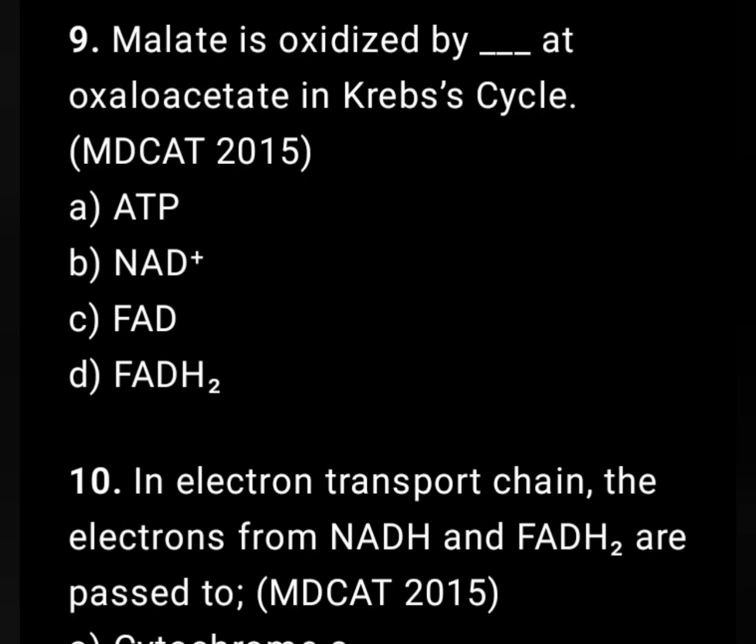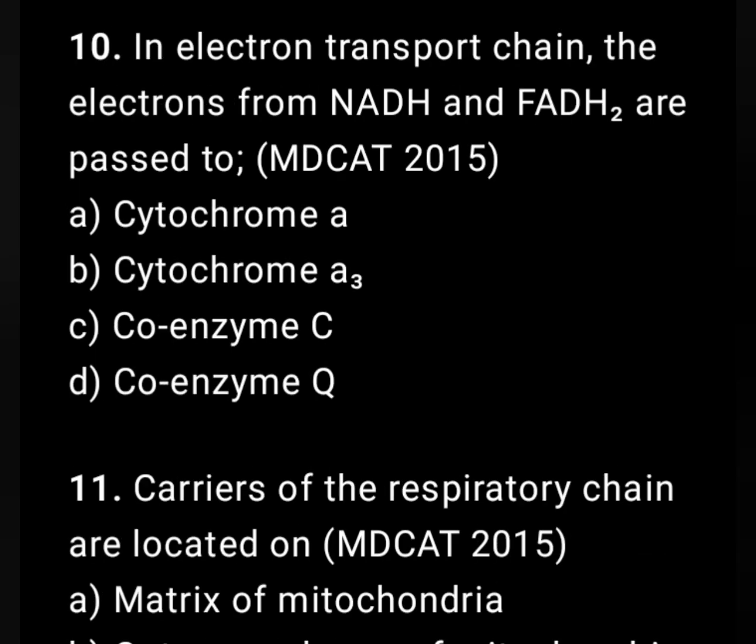9. Malate is oxidized by at oxaloacetate in Krebs's cycle. MDCAT 2015. A. ATP. B. NAD. C. FAD. D. FOD. 10. In electron transport chain, the electrons from NADH and FADH2 are passed to MDCAT 2015. A. Cytochrome A. B. Cytochrome A3. C. Coenzyme C. D. Coenzyme Q.